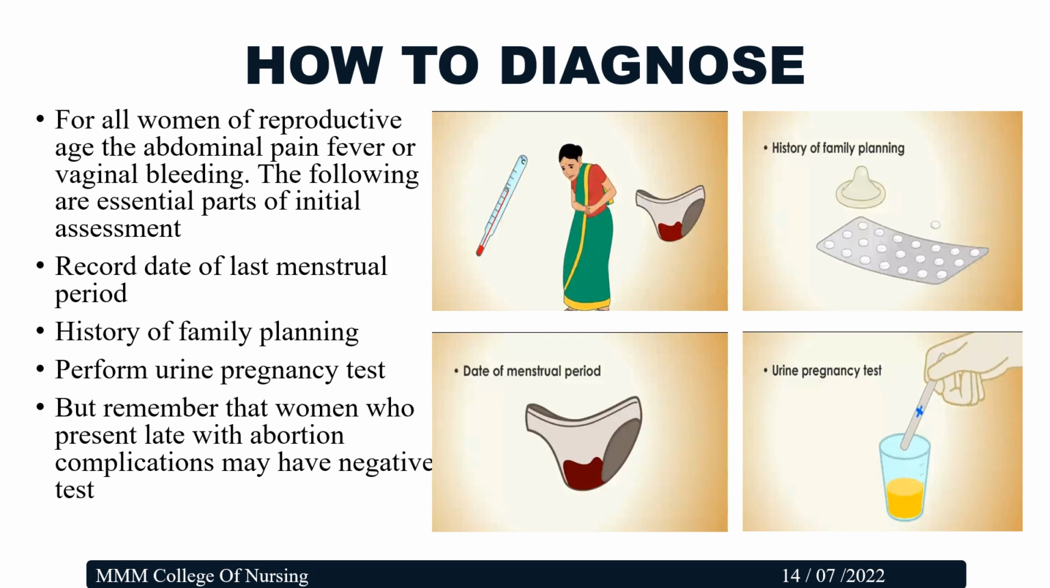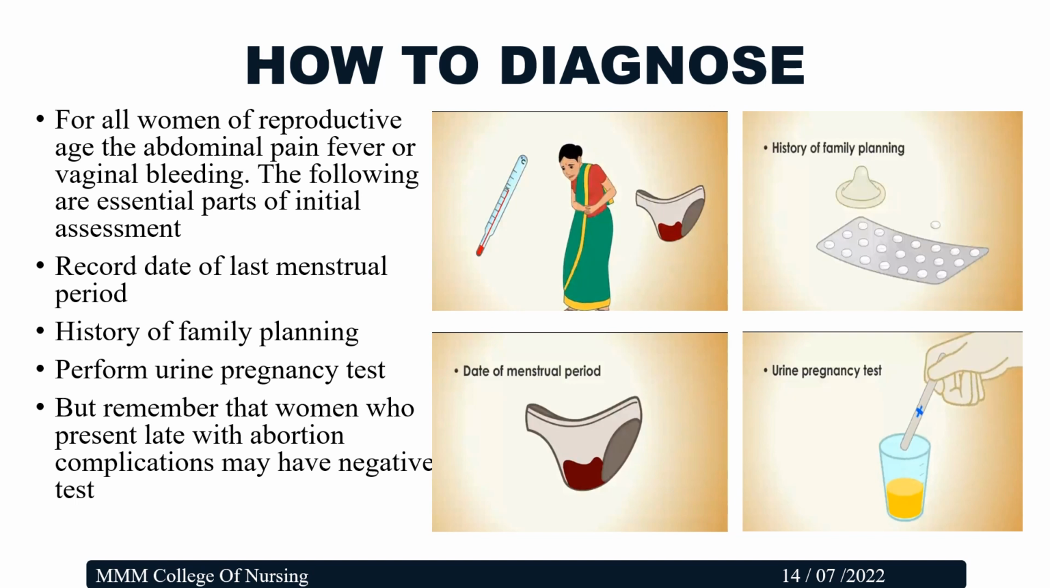How to diagnose? Before that, we'll quickly review the causes. The causes of septic abortion are criminal abortions, in which inexpert attempts at termination of pregnancy are made by passing sticks, catheters, paste, or soap solution into the uterine cavity, inevitable abortion with infection, and medical termination of pregnancy with infection. So these are the three causes of septic abortion: criminal abortion, inevitable abortion with infection, and medical termination of pregnancy with infection. Next, how to diagnose.